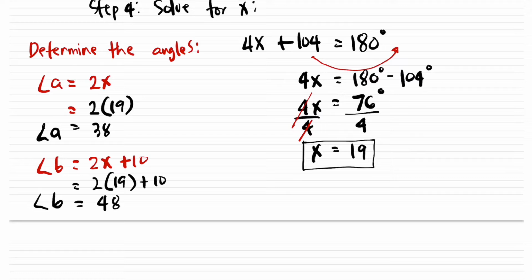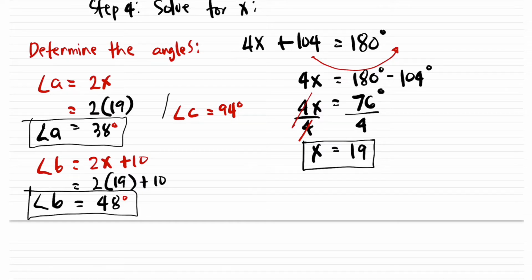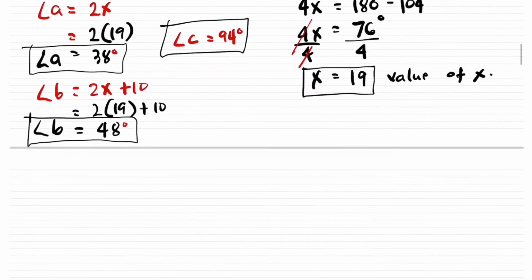Now we have angle C, which is equal to 94. These are all in degrees. So therefore our angles are now complete. Angle A is equals to 38 degrees, angle B is equals to 48, and we have the given, which is angle C is equals to 94 degrees. So x here is the value of x. Okay, so that is the first property.